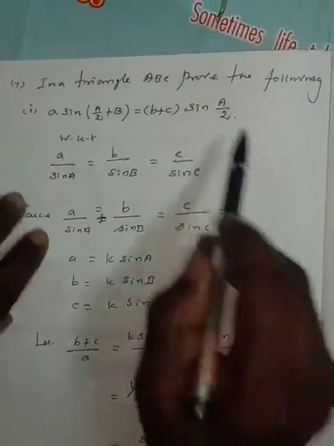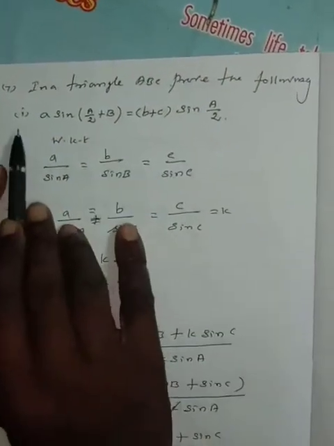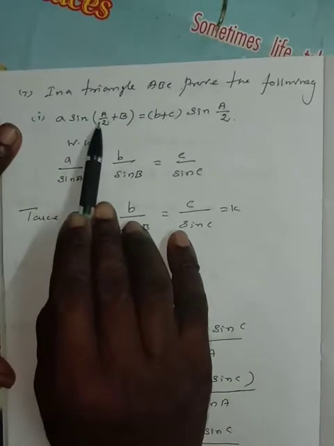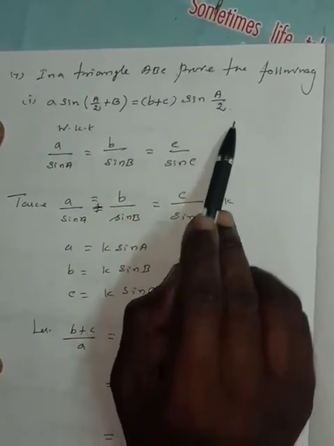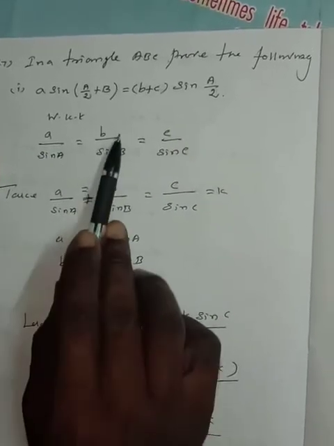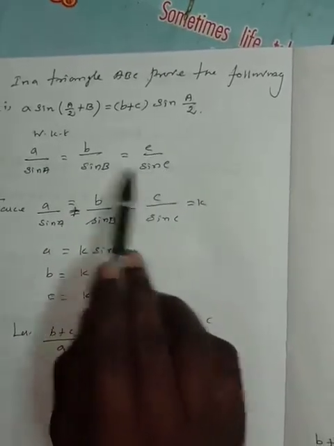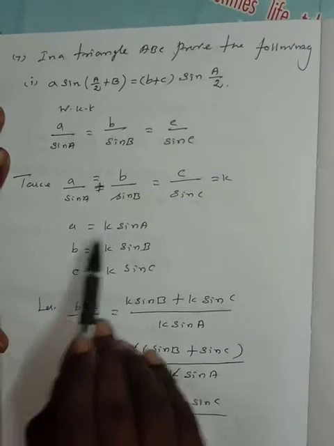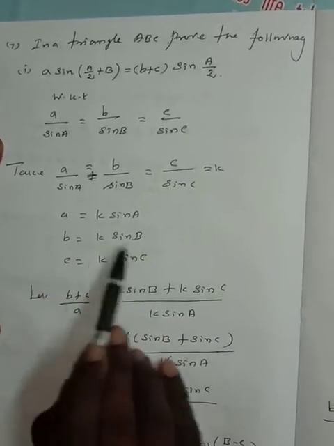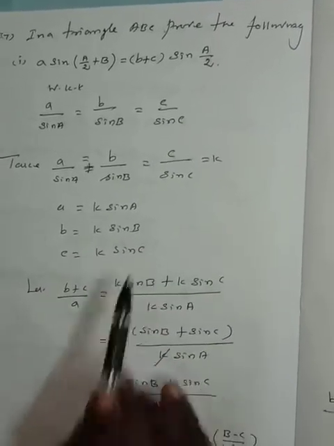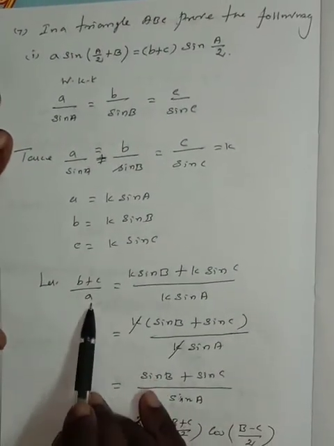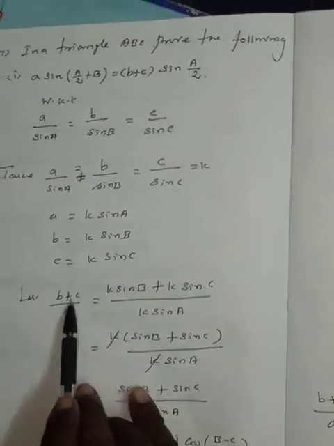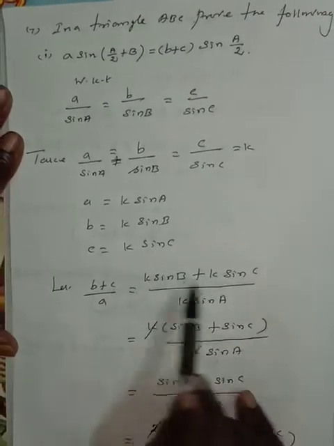In a triangle ABC, prove the following. Solution number 1: (a plus b) sin a by 2 is equal to (b plus c) sin a by 2. We know that a by sin a is equal to b by sin b is equal to c by sin c. Each is equal to k. We have a is equal to k sin a, b is equal to k sin b, c is equal to k sin c. Let us take b plus c divided by a is equal to, b is k sin b, c is k sin c.